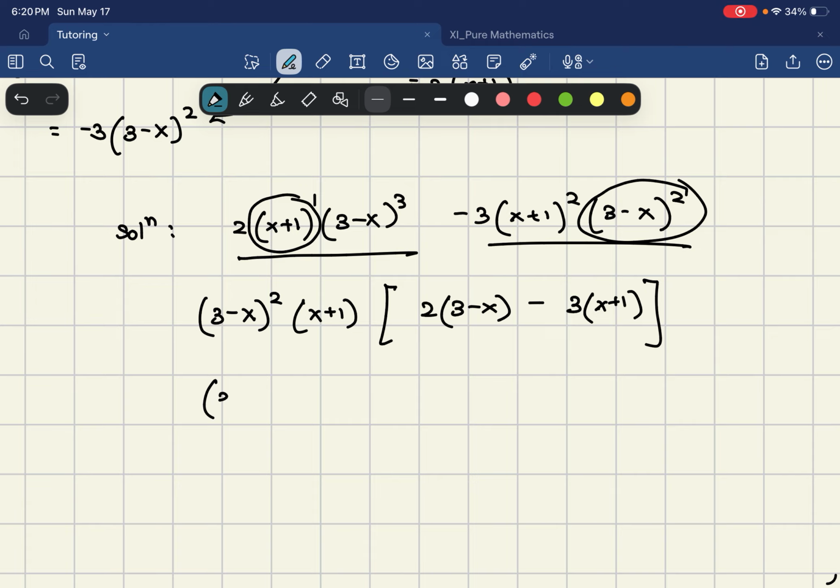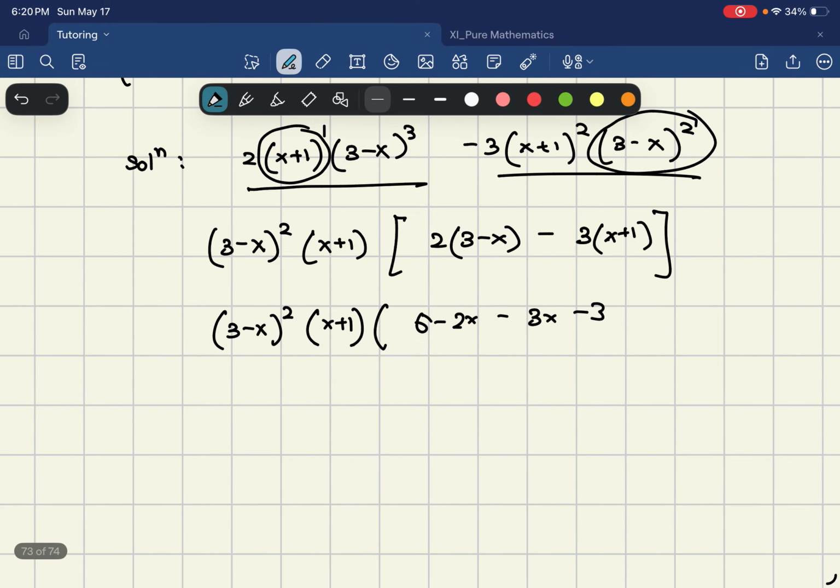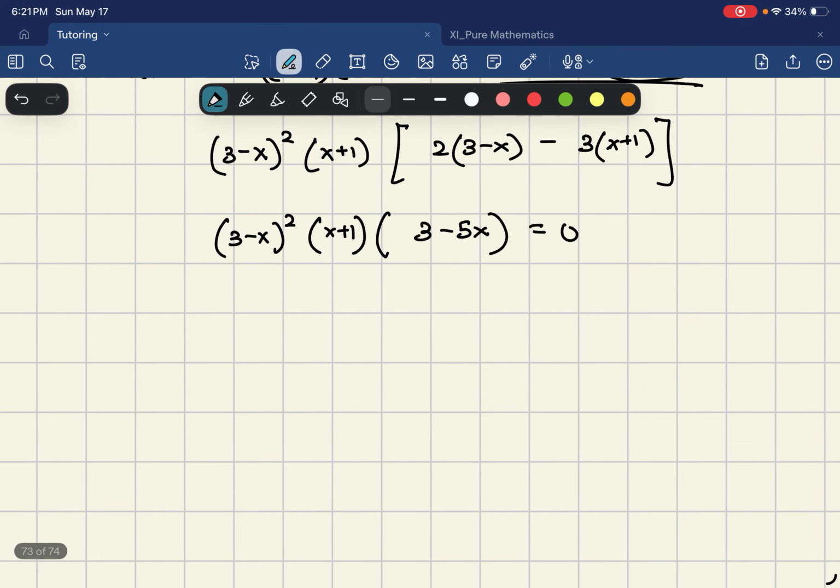So if you simplify, inside here you're going to get 6 minus 2x minus 3x minus 3, right? So that is minus 5x plus 3, I believe. If you simplify, you get minus 5x, so basically 3 minus 5x, right? And we need to solve this for 0. And that is quite easy, right?